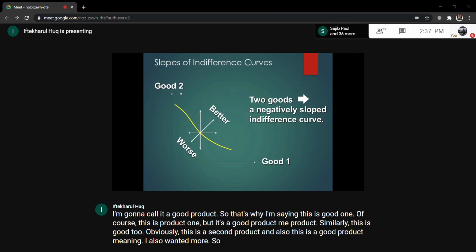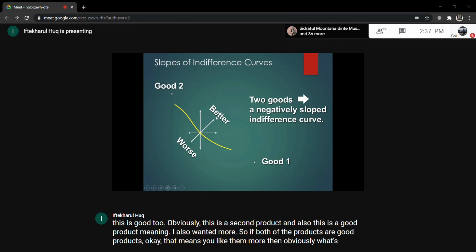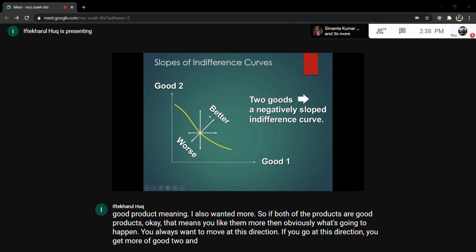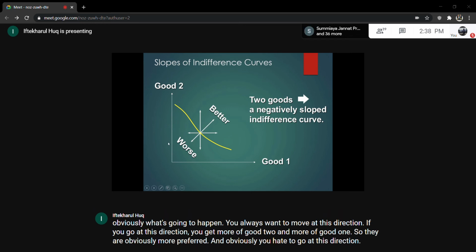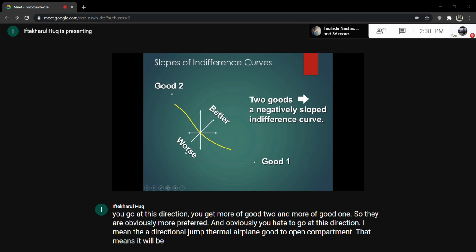So if both of the products are good products, that means you like them more, then obviously you always want to move in this direction. If you go in this direction, you get more of good 2 and more of good 1, so they are obviously more preferred. And obviously you hate to go in this direction. আপনি যদি এই ডাইরেকশনে যান, তার মানে আপনি good 2 ও পাবেন কম, good 1 ও পাবেন কম. That means it will be worse. And that means the indifference curve will be negatively sloped.